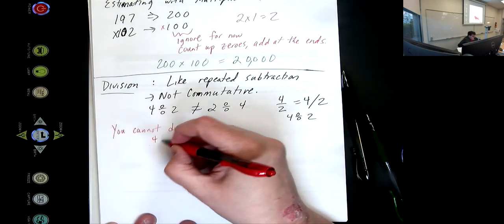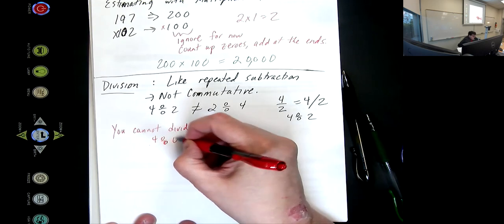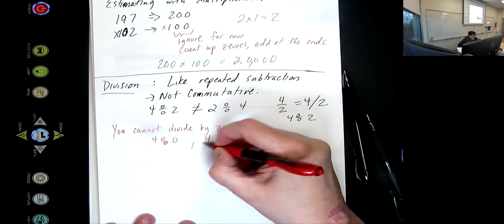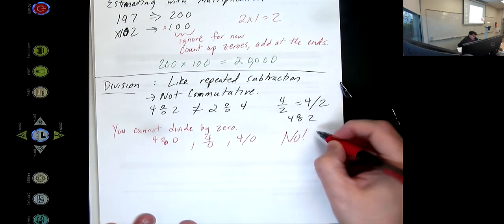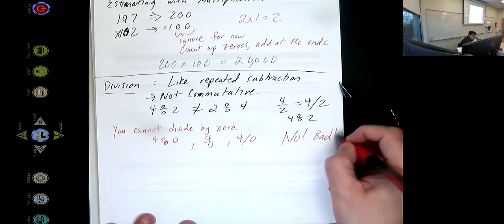Or divided by 0, 4 over 0, 4/0, no. If you can't put 4 or something in the 0 groups.